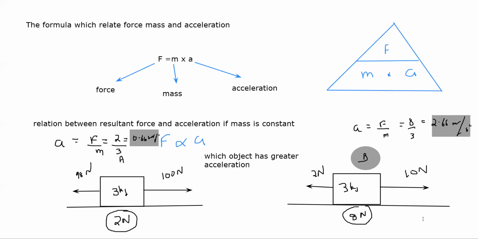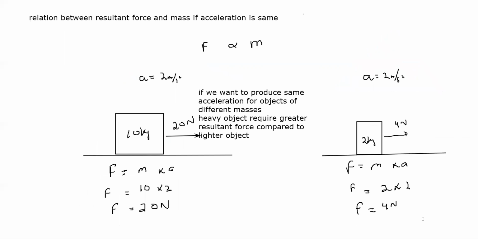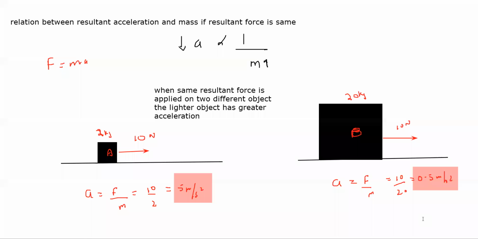If two objects have the same masses, the one which has greater resultant force will have a greater acceleration. And if two objects have the same acceleration, the heavy object requires greater force to have the same acceleration as compared to lighter objects. And if two objects have different masses and experience the same resultant force, the lighter object will have a greater acceleration than heavy objects.